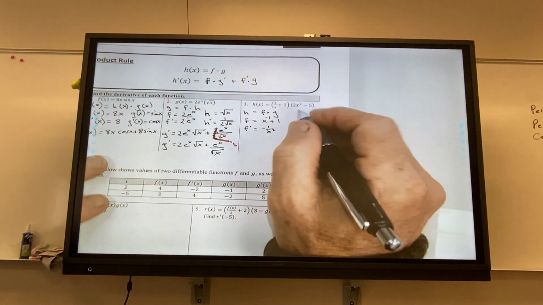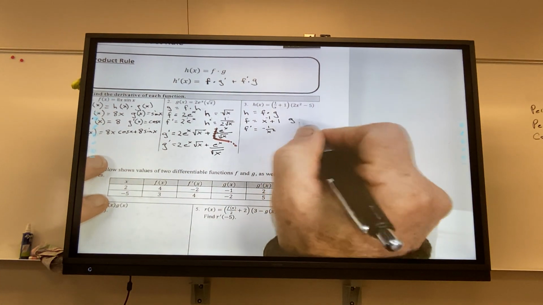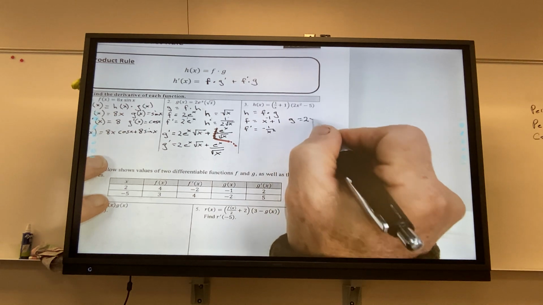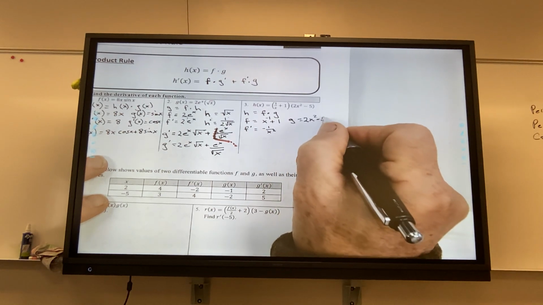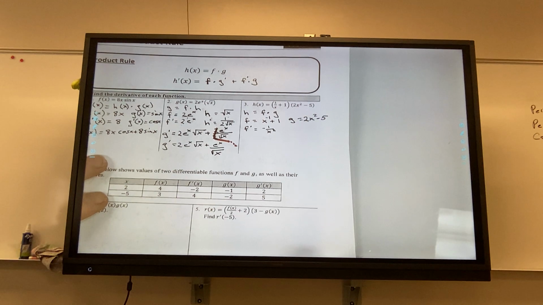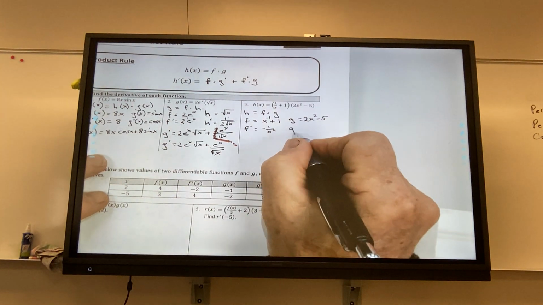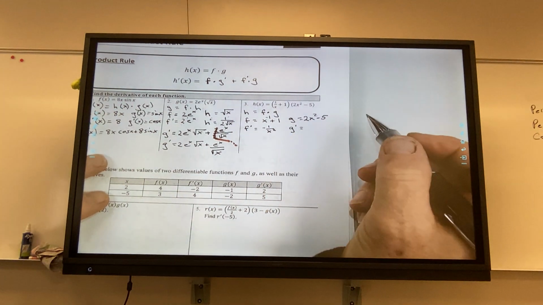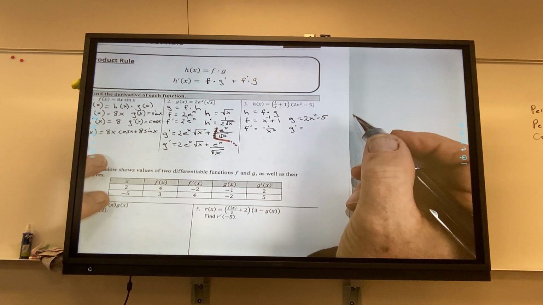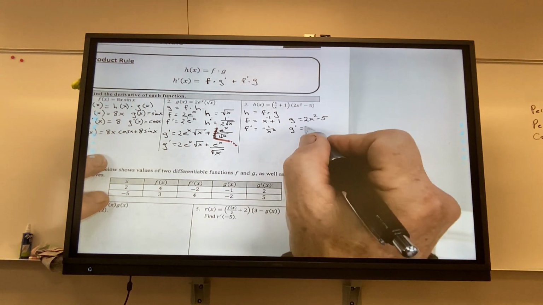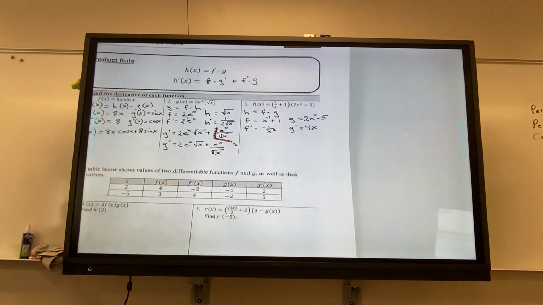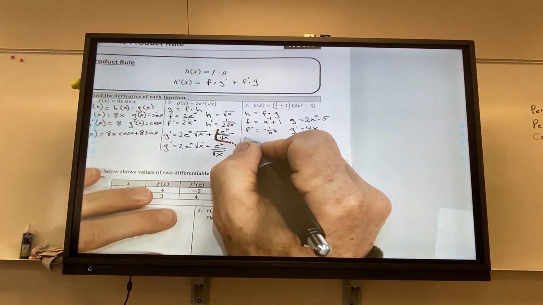So then G is equal to 2x squared minus 5. Would you agree? Yeah. And its derivative is equal to what? 4x. Nothing more complicated than that. I'll let you get caught up because you were answering questions. Okay. So the derivative.